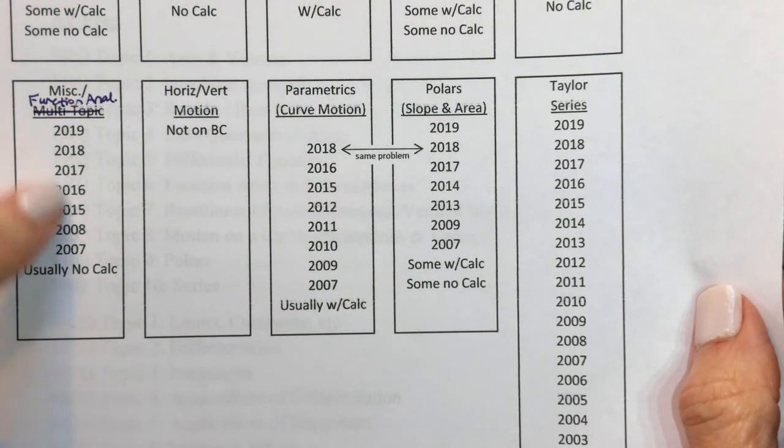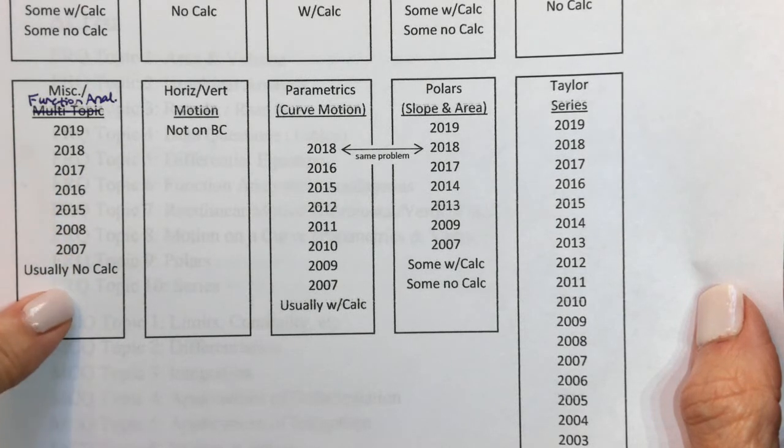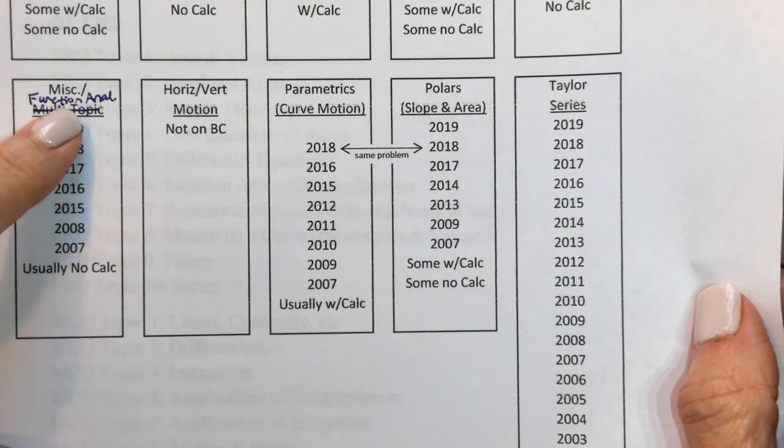On the most recent exams, you see, this is on there. This has been on there quite a bit within the last 5 years. Before then, not so much, but for the last 5 years, it's been really consistent. Usually no calculator, though some of them do. The function analysis questions are no calculator. The miscellaneous can definitely have a calculator on it.